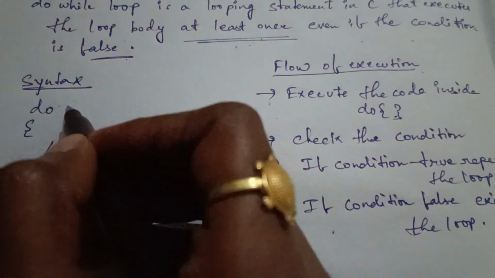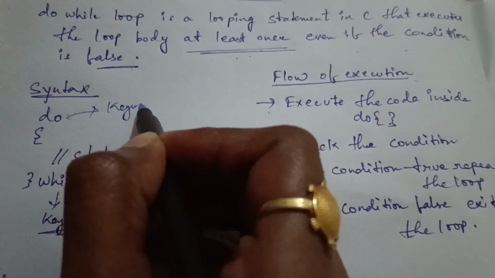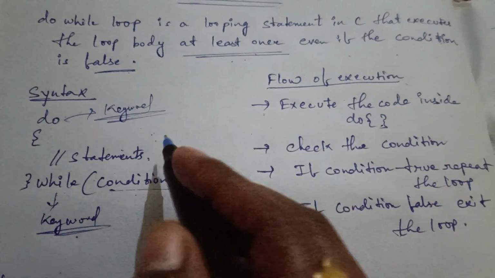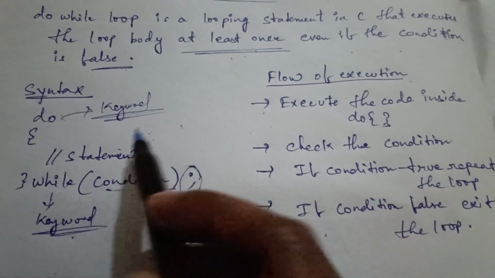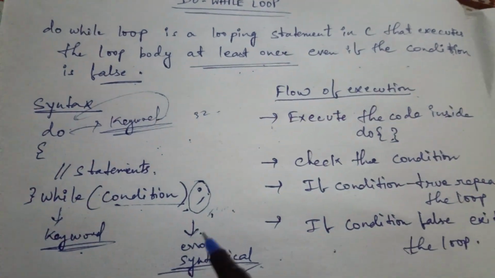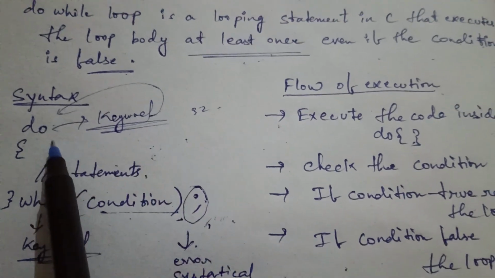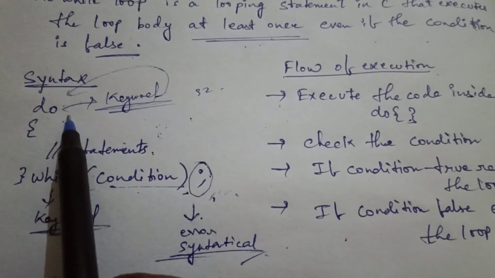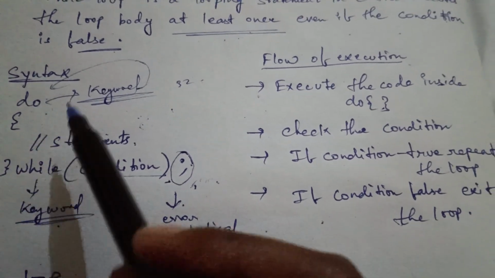Do is what? Do is simply a keyword. We know we have certain keywords in Python. In C, we have certain keywords too, maybe 32 keywords. One of them is do. So we have to write this do keyword before we write a do while loop.